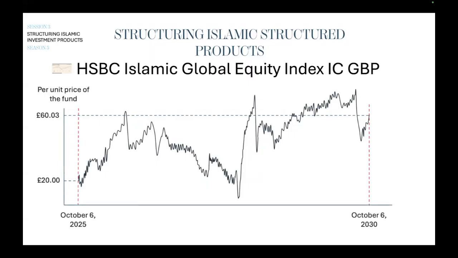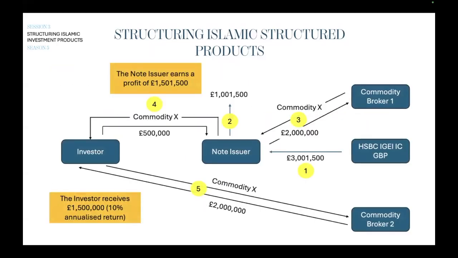Let's focus on the first case again, when the performance was very high. Now, what happens in this case? The first case, when the performance was such that the 1 million became 3 million. So the note issuer would receive 3 million from the HSBC fund, will use 2 million out of this to buy this commodity, and before doing that, of course, will keep this much money with it, 1,001,500, and will sell this commodity which it has bought from the commodity broker for 1,501,500. Then the investor would sell this for 2 million to the commodity broker, and this would be a 10% annualized return for the investor.